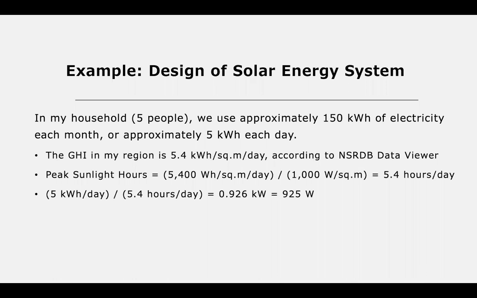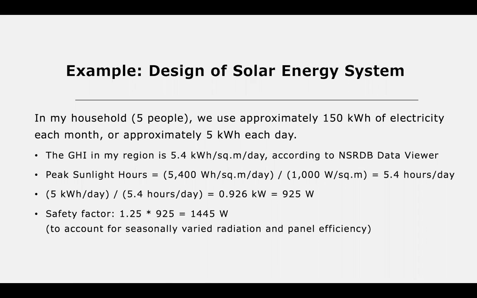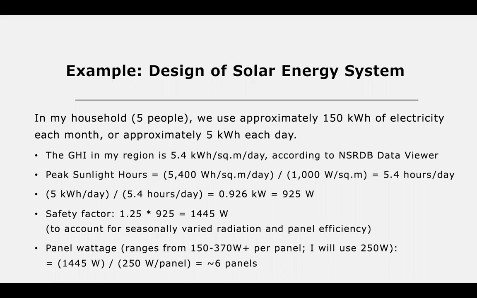So if I take my electricity demand, 5 kilowatt hours per day, and divide that by 5.4 hours per day of peak sunlight, that gives me approximately 925 watts. Right, so I want to add a safety factor onto that. I multiply it by 1.25 in order to account for seasonal variations in radiation and decreases in panel efficiency over time. That gives me a design value of 1,445 watts.